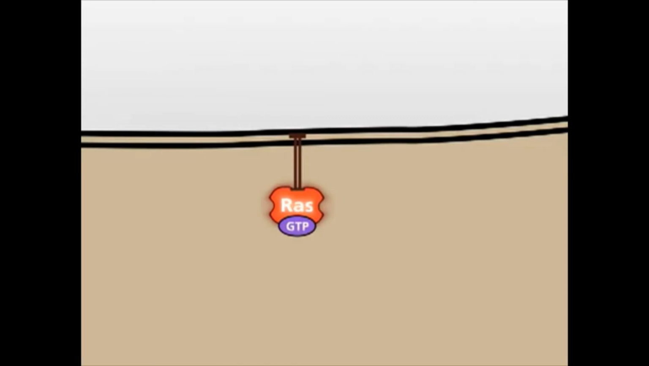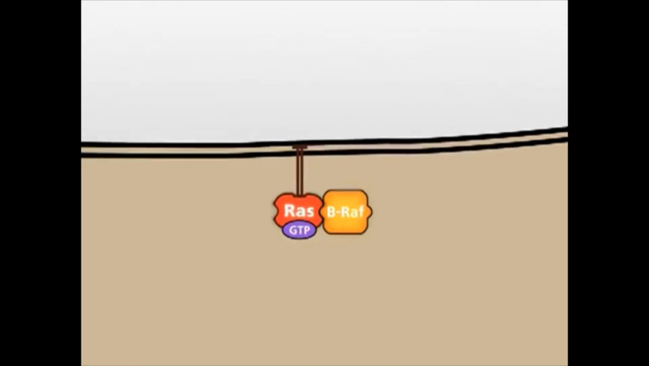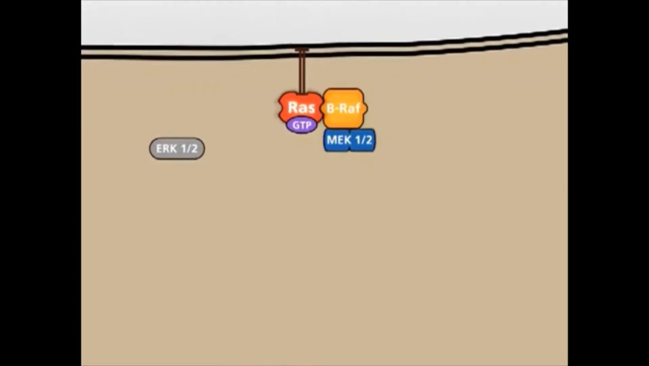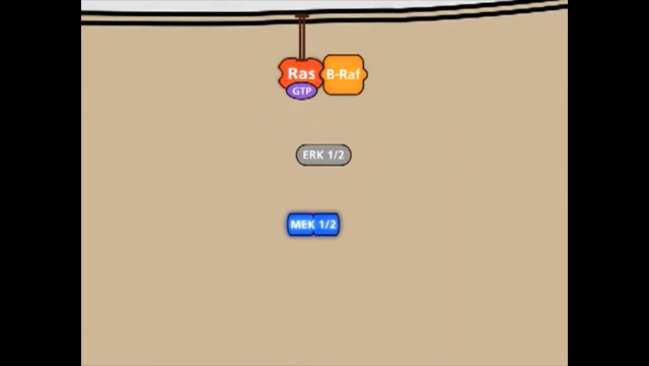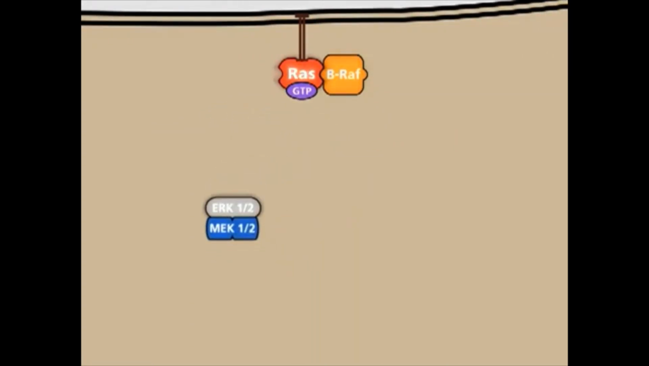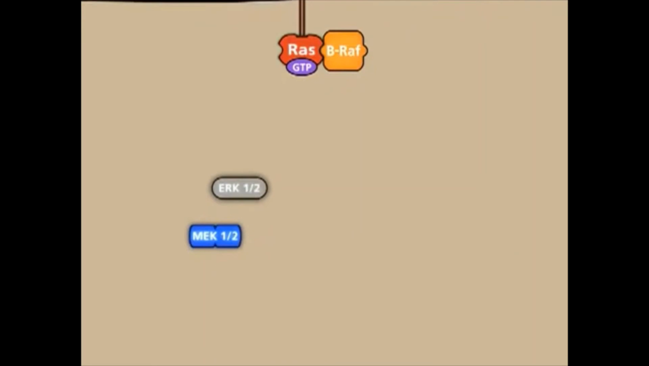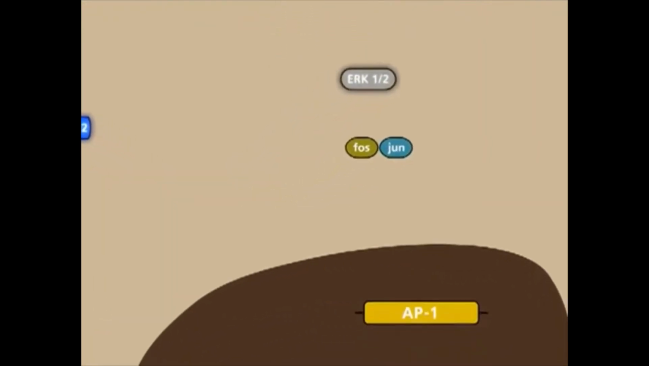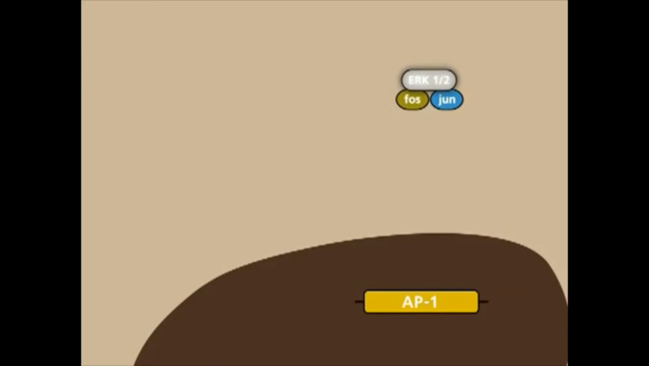The kinase BRAF is one of the most important effectors of RAS. Active BRAF phosphorylates and activates the kinases MEK1 and 2, which in turn phosphorylate and activate the kinases ERK1 and 2. Finally, the kinase cascade leads to the activation of transcription factors of the AP1 family. The abbreviation AP1 stands for activator protein 1.